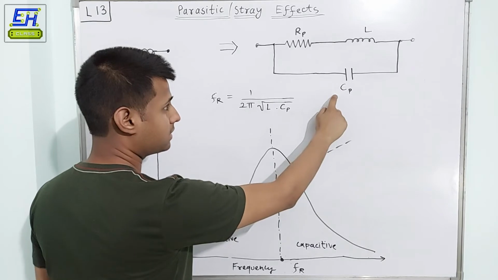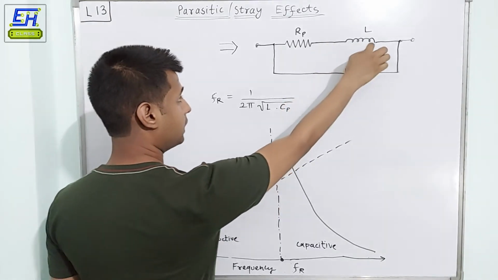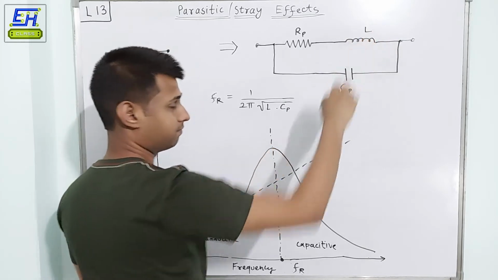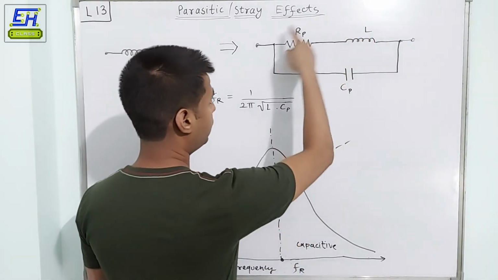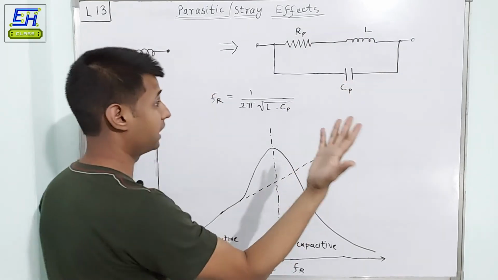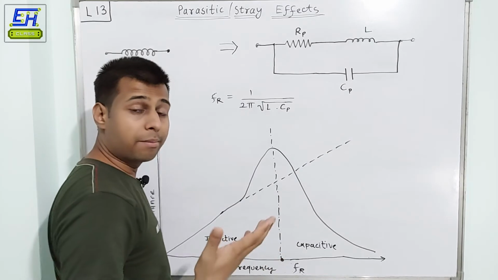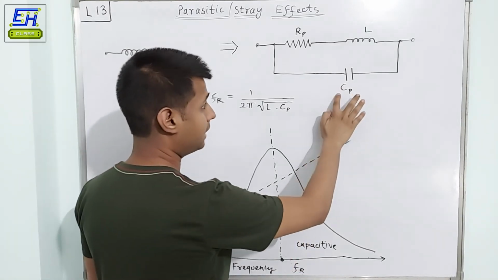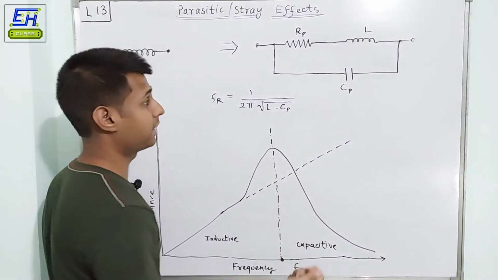This parasitic capacitance is in parallel with both of these, where this is in series with the original inductance value. So again, we start our analysis first with lower frequencies. What if we provide a low frequency to this circuit, how will it behave? At lower frequencies, this capacitor will impart a much higher capacitive reactance, while this inductor will only impart a very low inductive reactance.